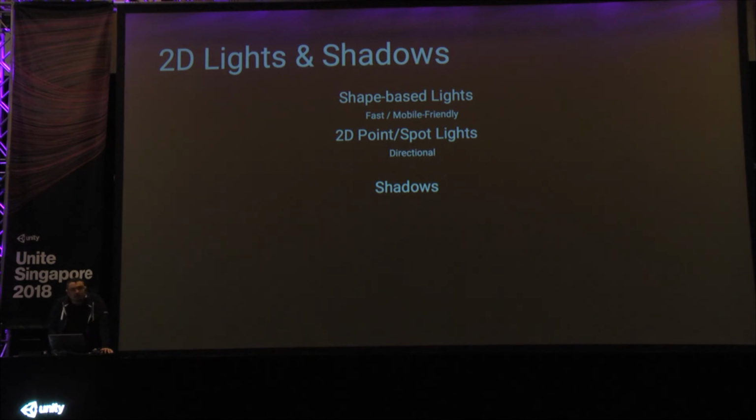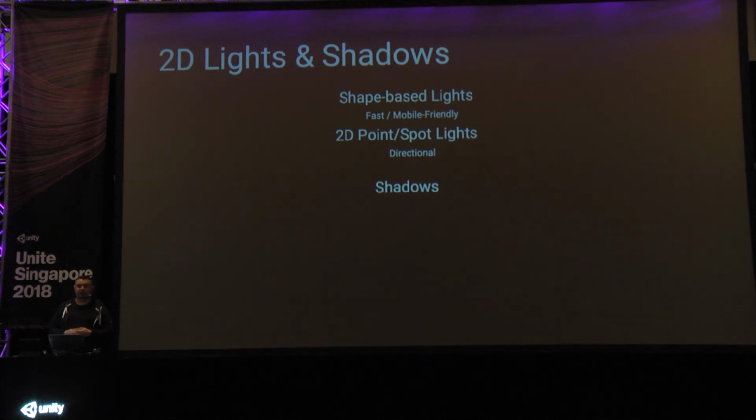Last thing I want to talk about is 2D lights and shadows. We saw a bit of this in the keynote earlier, but it's worth talking about again. The idea here is to create a 2D lights and shadows system that solves a couple of things. First of all, a lot of 2D games are running on fairly low-end devices, so we want to make sure that one aspect of these lights is that they are fast and mobile-friendly.